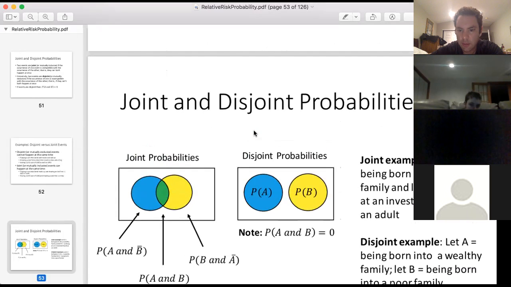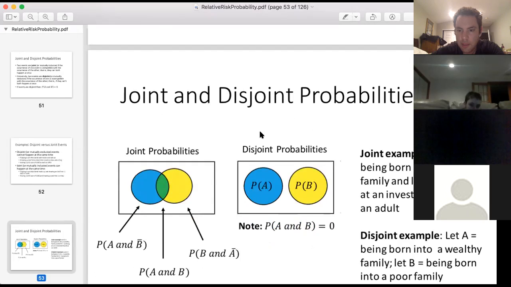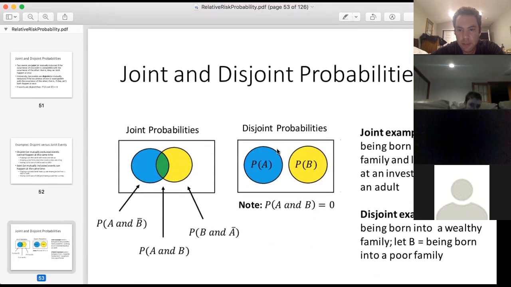A disjoint example would be that you're born into a wealthy family or you're born into a poor family. You can't be born into both families at the same time. Does that answer your question? Does that clarify things a little bit?